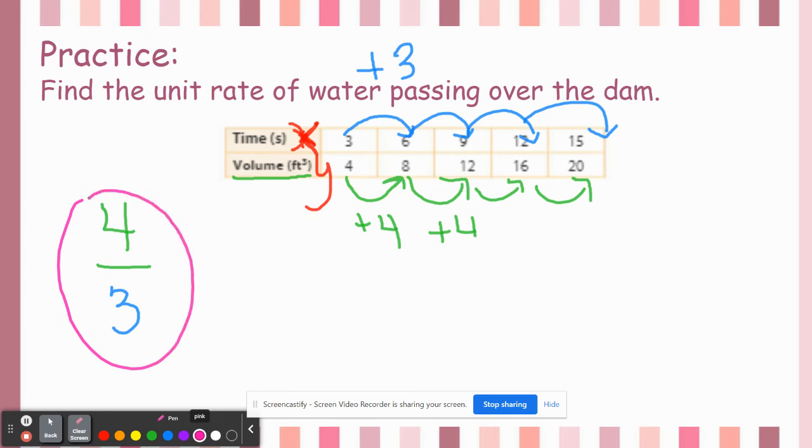It's 4/3. And so we're going to say 4/3, or if you put it as a decimal, that'd be 1.3 repeating, which is fine for a rate. You can do it as a fraction or as a decimal. 1.3, let's say, feet per time in seconds. Okay.